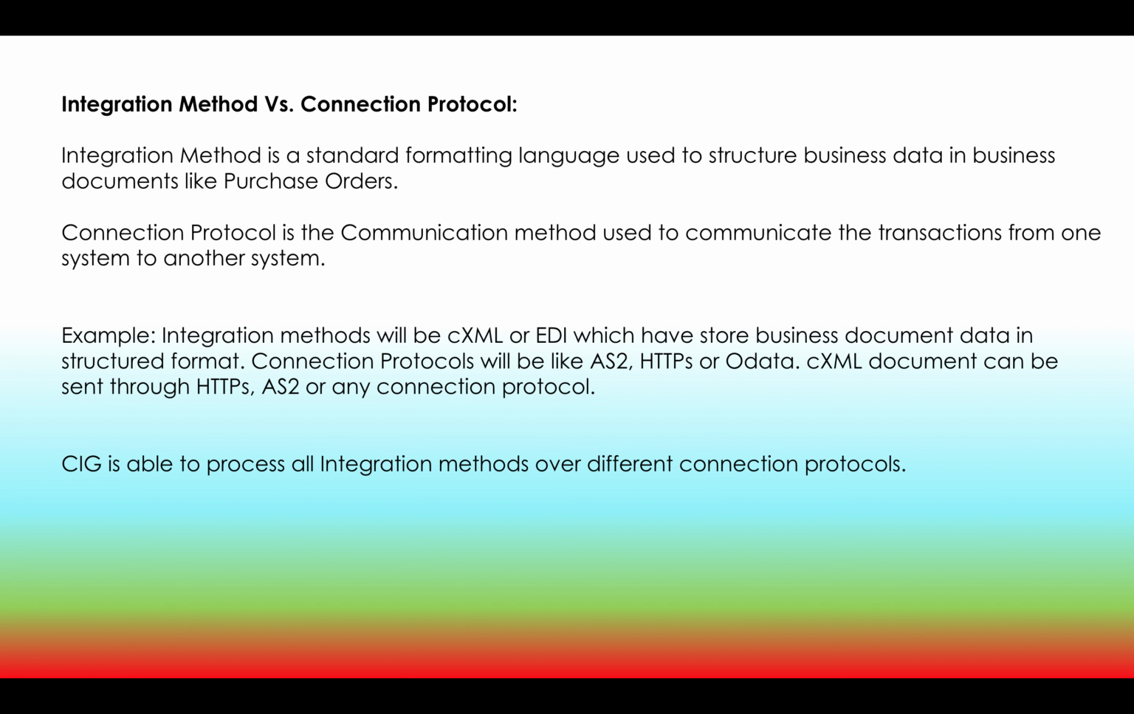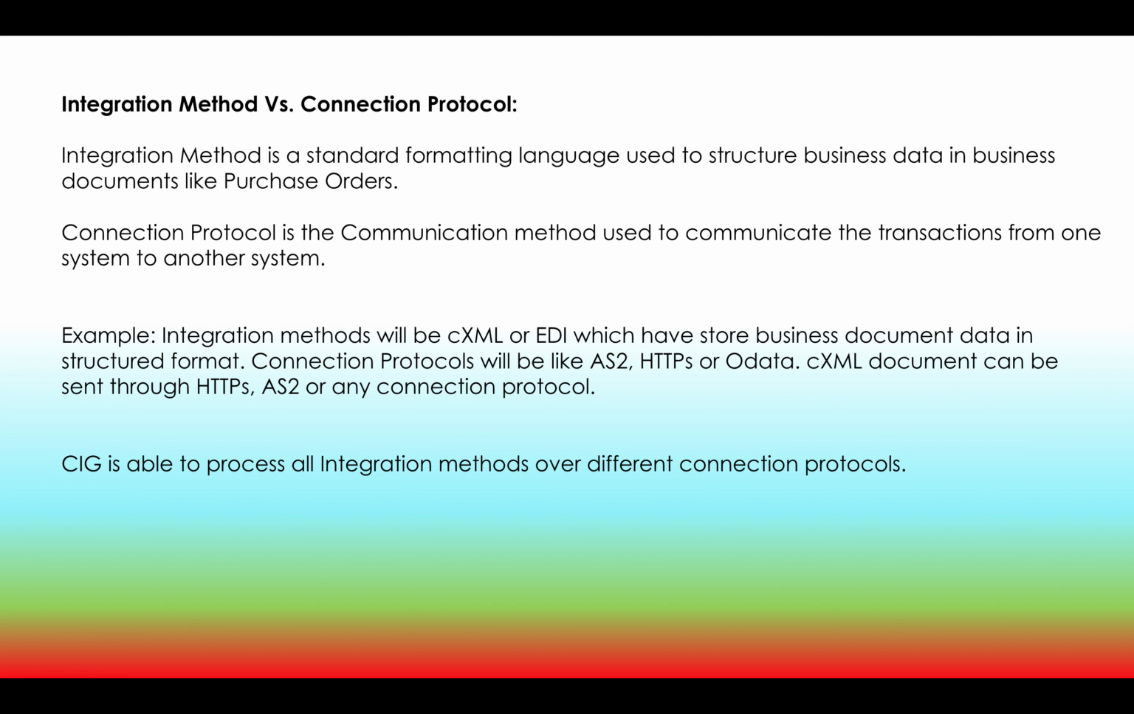So integration method is a format, file format structure, business document structure, and connection protocol is a communication method. These two are very important in integration, because files in an integration method can be moved from one system to another system over a connection protocol.